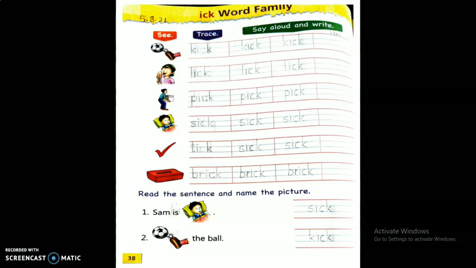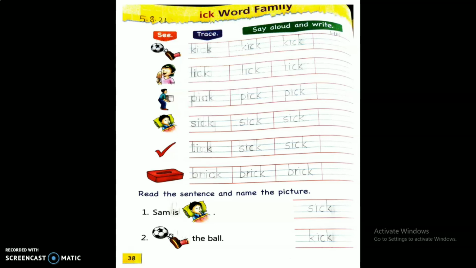Now we'll learn the ick word family. The sound of letter I is short i, C is k, and K is again k. But here we will not pronounce C and K two times. We will just say the ick word family.